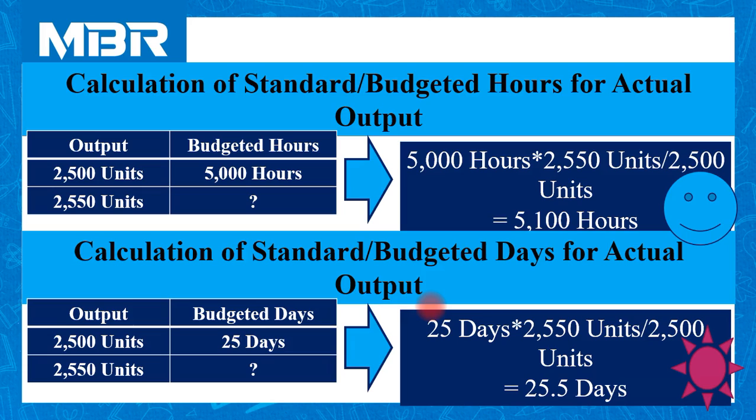So, before starting the calculation of the variances related to fixed overheads, we need budgeted rate per unit, per hour, per day, and again we need budgeted hours for actual output and budgeted days for actual output, based on the information provided. Now we can calculate variances one by one.